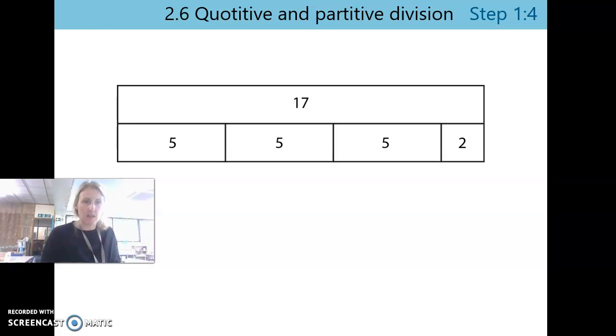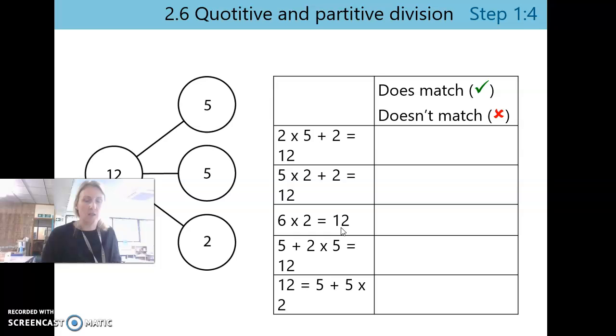Let's see if this is right. Let's have a look. Is it going to show me? Is it going to go on the next page? Let's have a look. Well, 3 groups of 5 plus 2 more is 17. And it doesn't matter which way around your 17 is. This here, this equal sign means the same as. So 17 is the same as this number sentence here. So it doesn't matter which way around it goes.